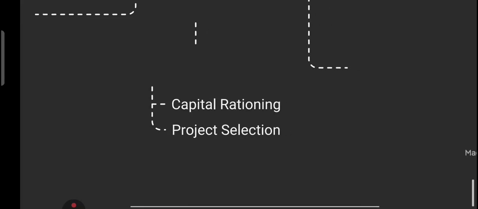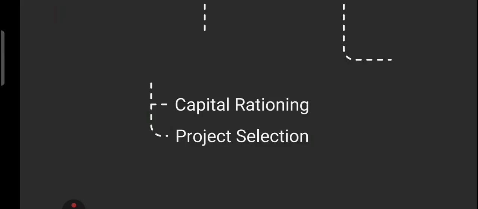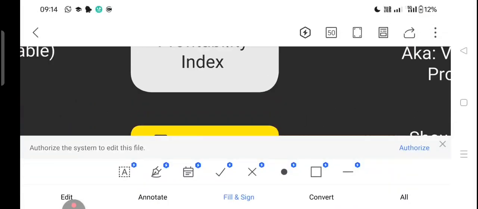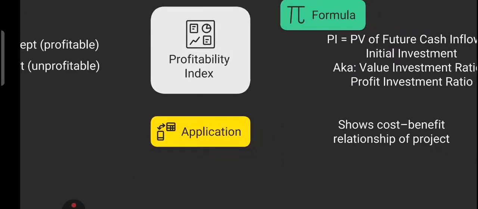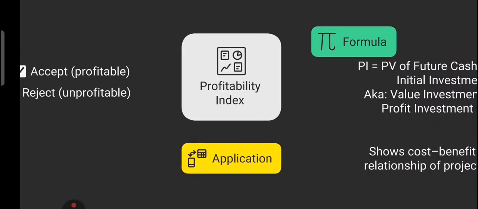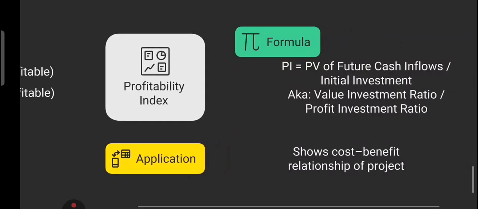If we look at the application, it is used in capital rationing. What is capital rationing? When funds are limited and only the best project must be chosen, that is called capital rationing. And for project selection also, PI is helpful, especially when comparing multiple opportunities. So to summarize, this profitability index helps business prioritize projects wisely, ensuring every rupee invested brings more value in return. Because in the denominator you are writing how much investment you have made, and in the numerator you are seeing the present value of all the future cash flow.